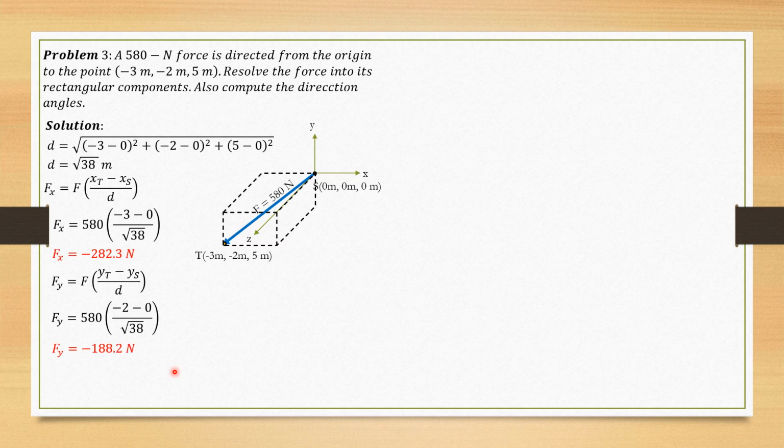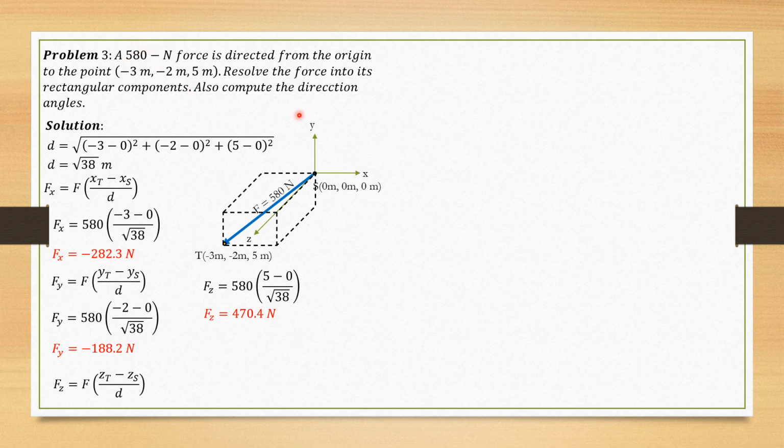Then Fz is equal to F times quantity zt minus zs over distance, where zt is 5, or simply put this value inside the parentheses. So 580 times 5 minus 0 over the square root of 38. So Fz is equal to 470.4 newtons. So these are the components of the force, the x, y, and z components of the force. Now, if you want to check, remember you can check it: the square root of Fx squared plus Fy squared plus Fz squared must be close to 580 newtons.